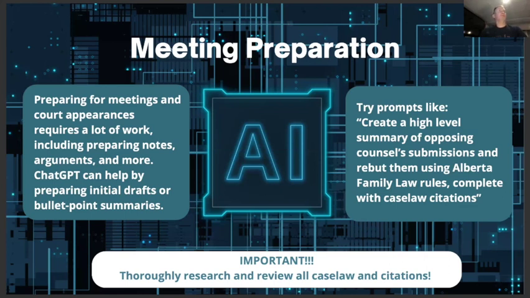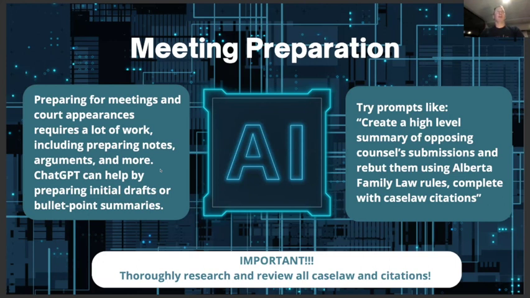In terms of meeting preparation, if you're preparing to either meet with your lawyer, or preparing for trial, or preparing for a settlement conference or a case conference, you can use ChatGPT or another AI engine. Today, we're specifically talking just about ChatGPT to prepare for meetings and court appearances, because obviously that takes a ton of time and effort and energy. You can use it to create bullet point summaries of your top priorities. And again, that's done by giving the AI engine very specific instructions as to what you want it to produce.